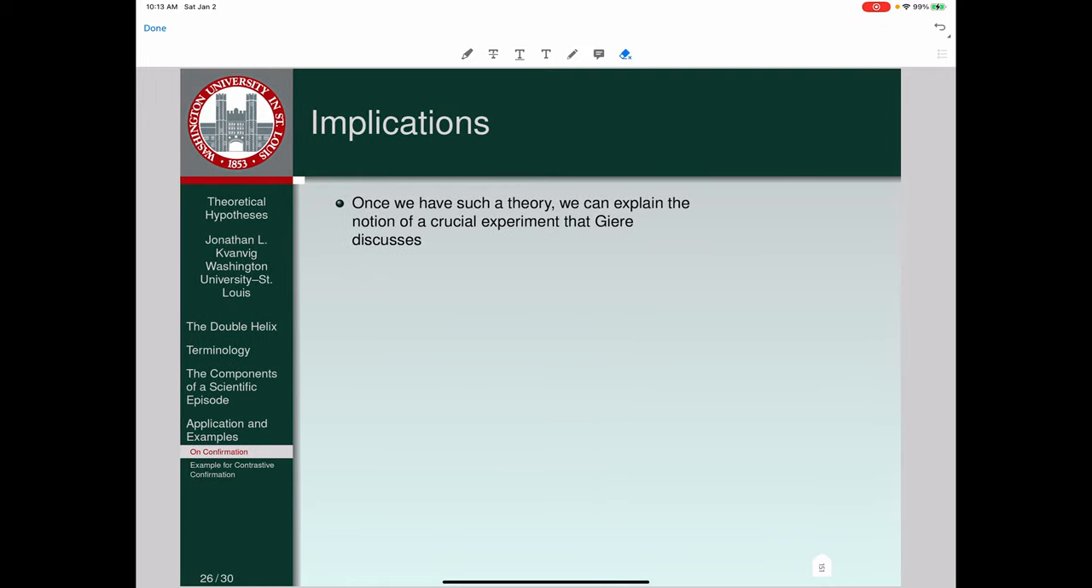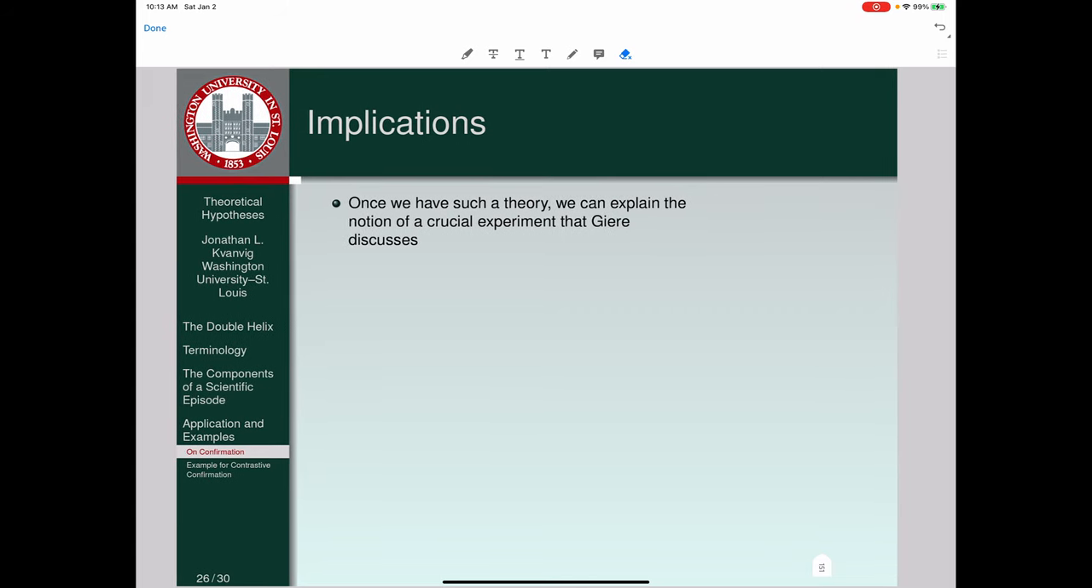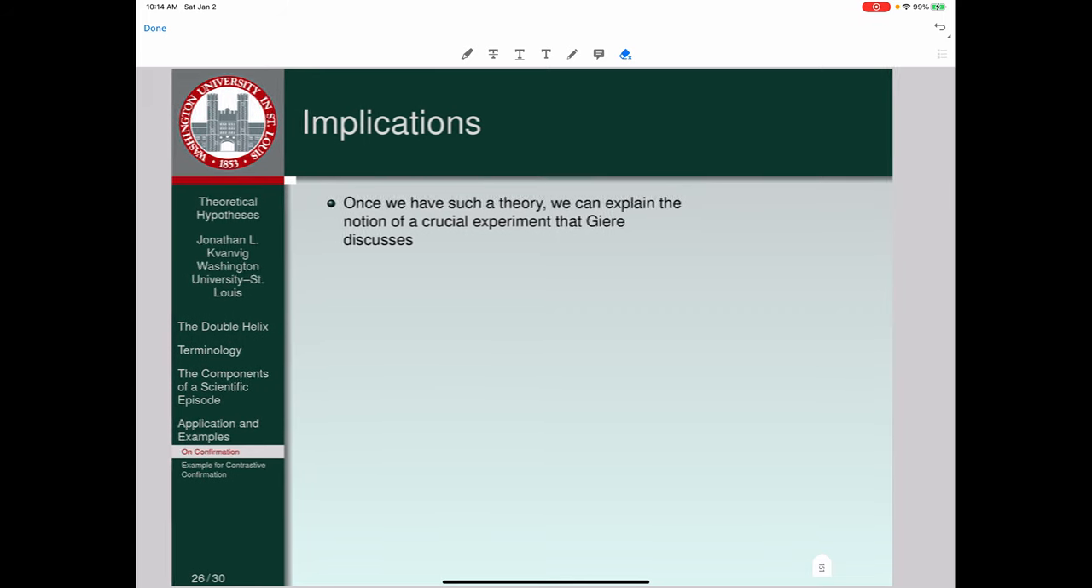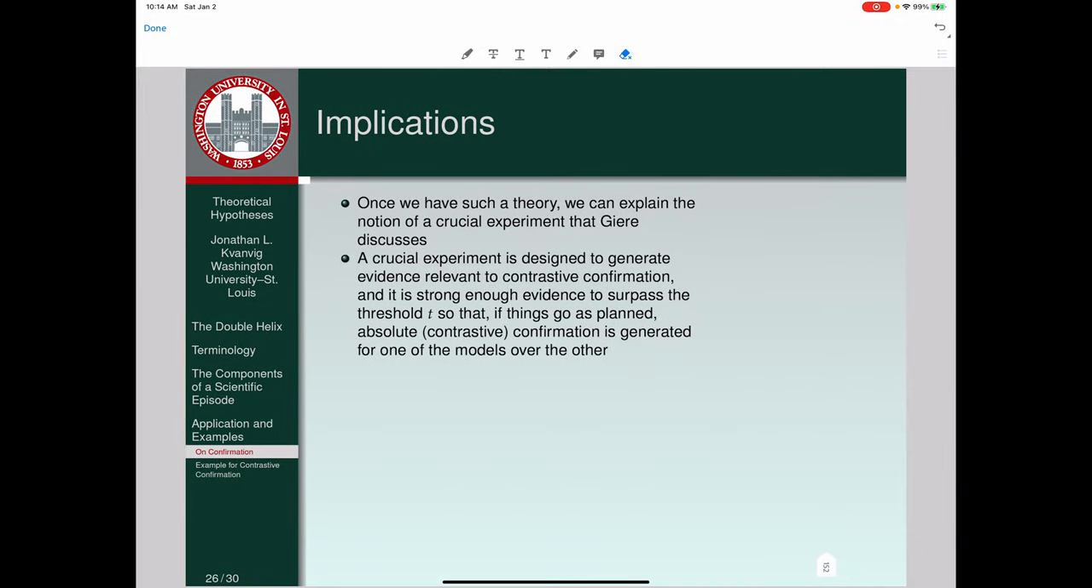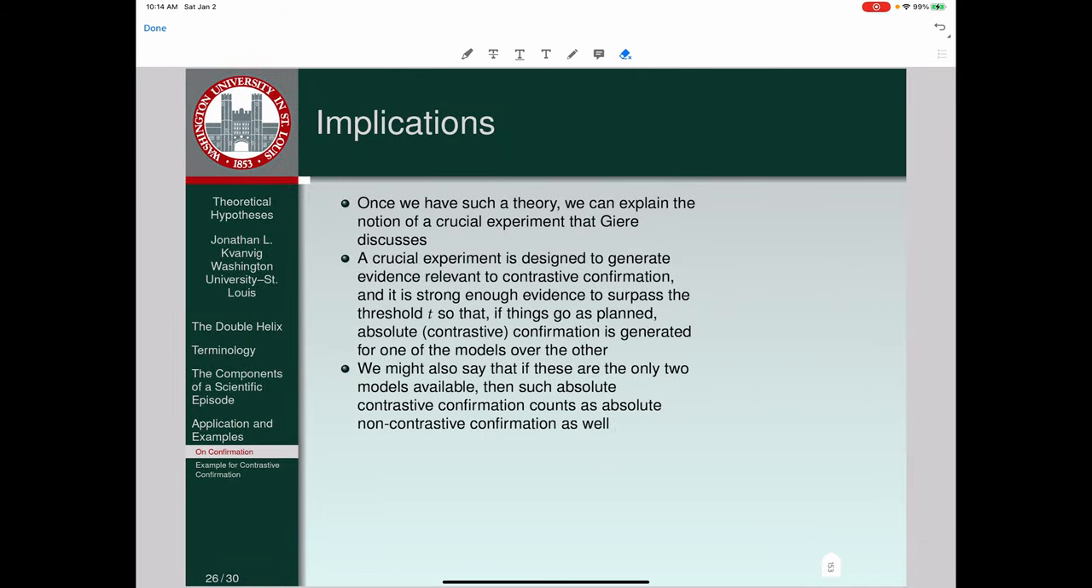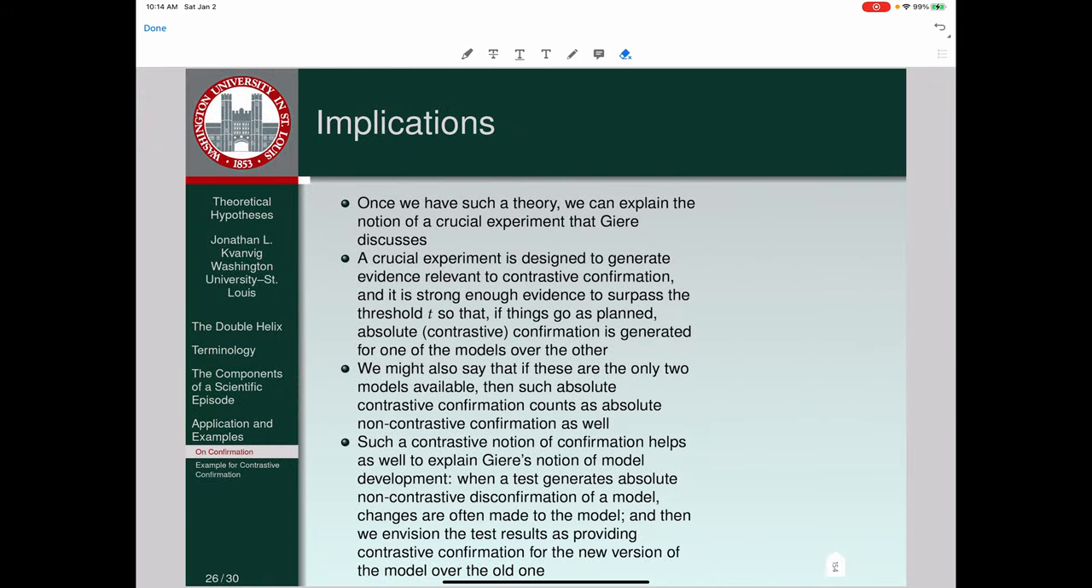Crucial experiments are wonderful things in the history of science. It would be nice if we had more crucial experiments rather than suggestive experiments. So a crucial experiment is designed to generate evidence relevant to contrastive confirmation, and it's strong enough evidence to surpass whatever threshold we needed, so that if things go as planned, absolute contrastive confirmation is generated for one of the models over the other. We might also say that if these are the only two models available, then such absolute contrastive confirmation counts as absolute non-contrastive confirmation as well.